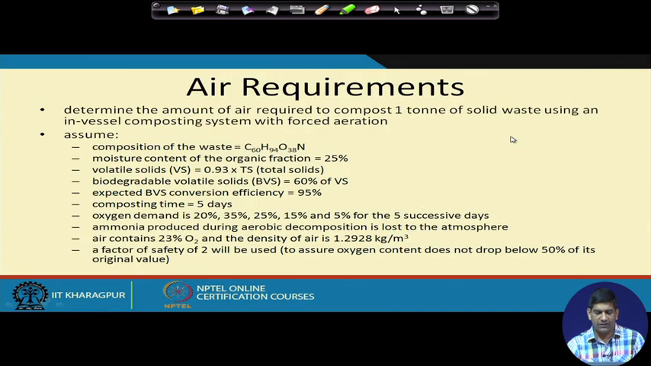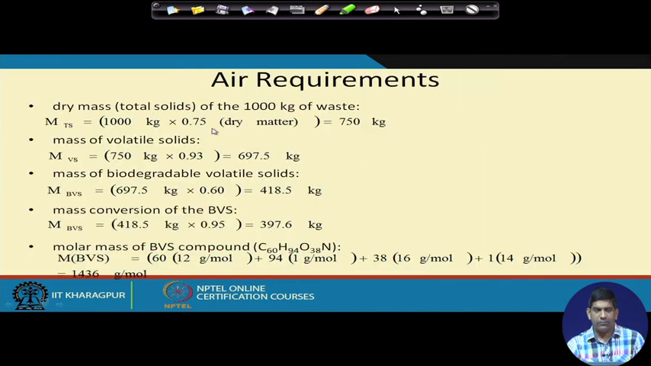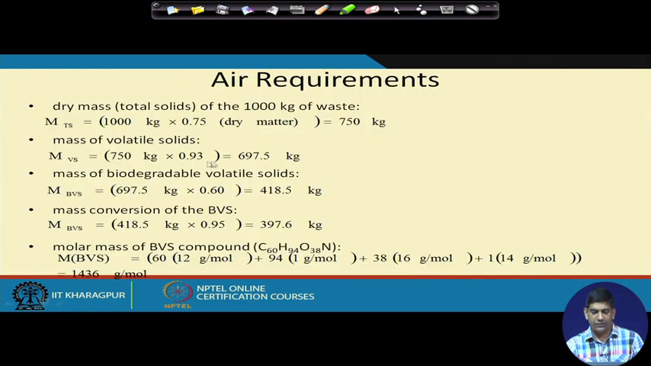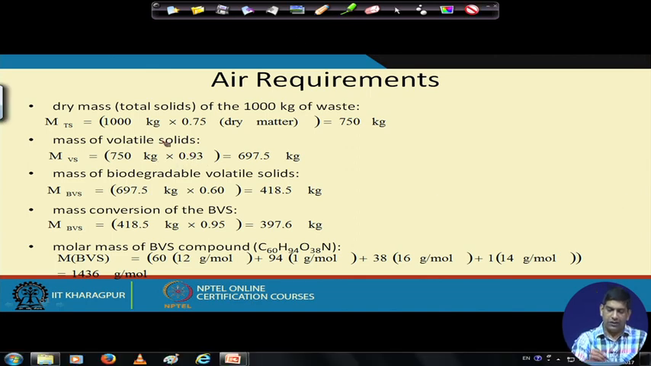If you remember from the previous slide, it says 25% moisture. 25% moisture means 75% dry. So if you have 1 ton, 1000 kg, what is the mass of total solids? Why do we need total solids? Because we have been told that volatile solid is given in the form of total solid, is 93% of total solid. So we are using 93%, and then we get volatile solids.